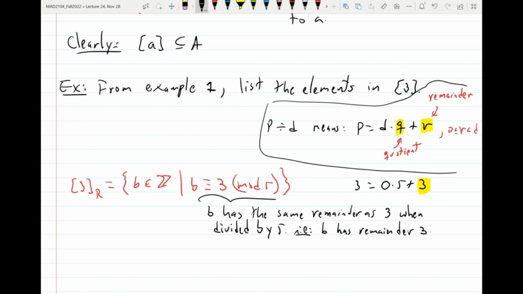So now that we have spelled this out as much as we can, it should be very easy to list the elements here. Who can tell me what they are?